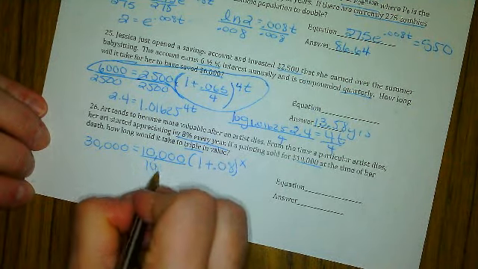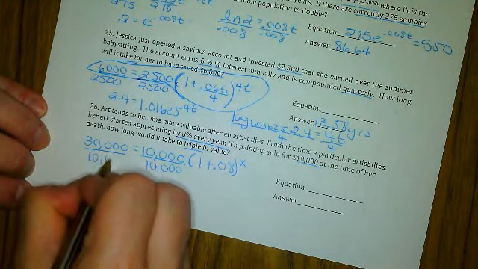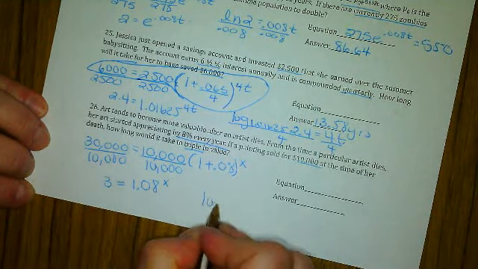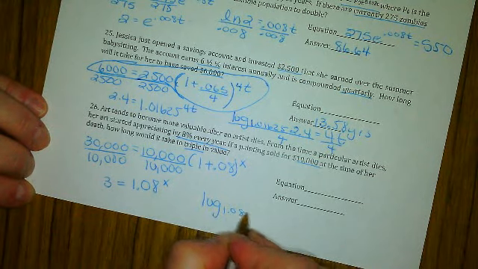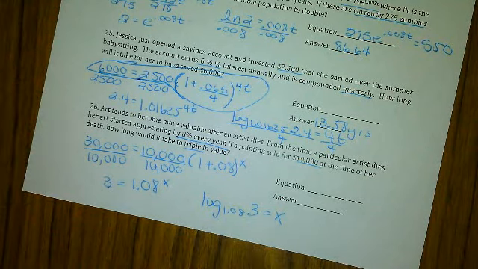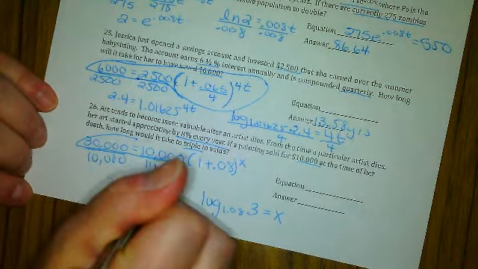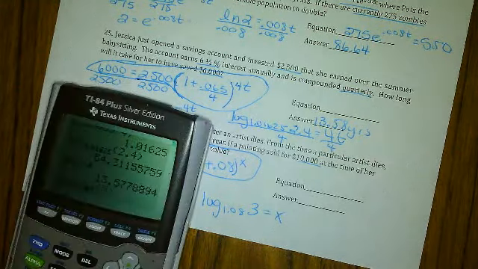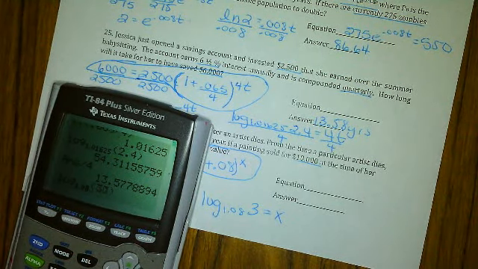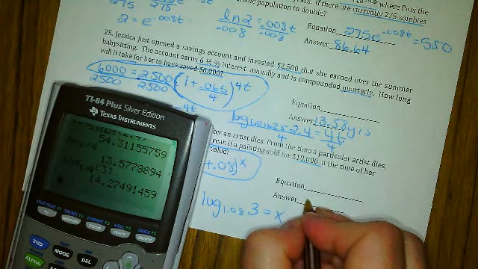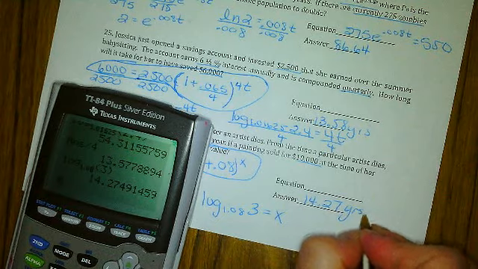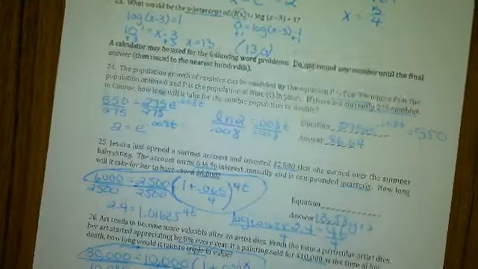Alright, and then I'm going to start solving it. Got to get that base and that exponent by itself. So that gives me 3 equals 1.08 to the power of x. And again, the base stays the base, and the others switch place. And that would be your equation. Alright, so here, I'm going to have log base 1.08 of 3. So it'll be approximately 14.27 years.